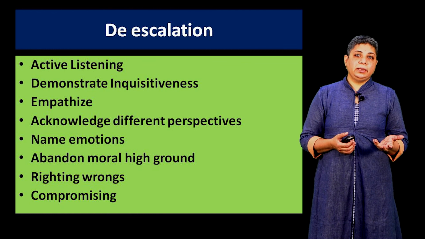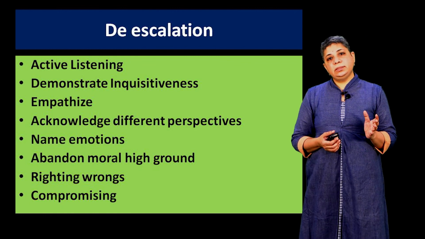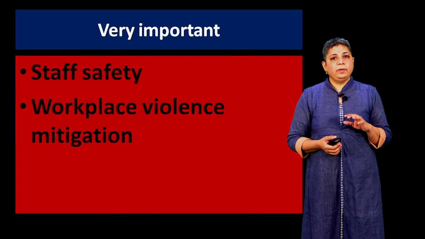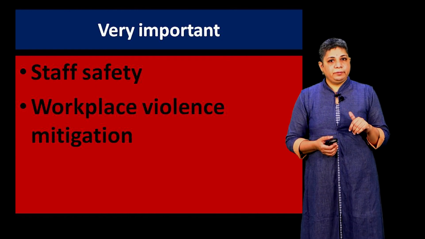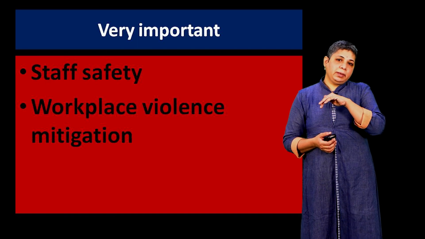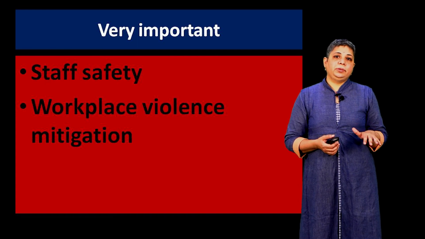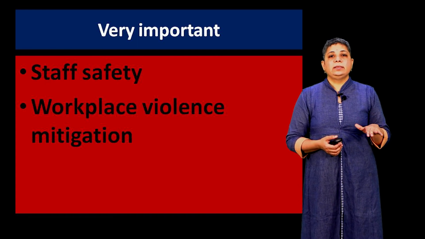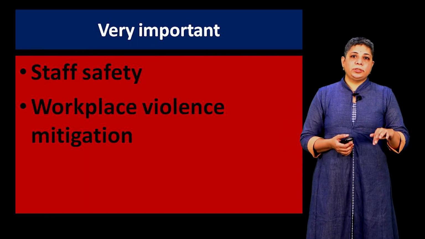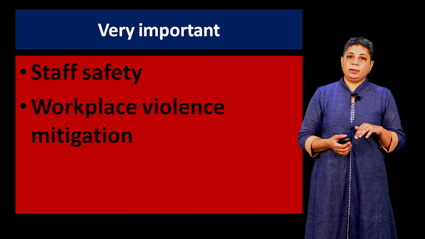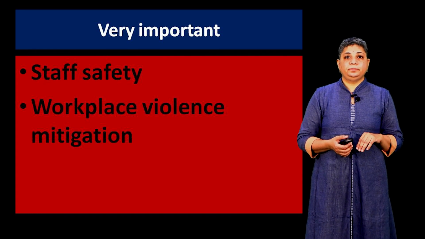Then of course compromising has to happen on both sides, on both parties, right? So this is de-escalation. One very important thing in all this that we should never miss is staff safety. That has to remain top of the priority, and workplace violence mitigation. There should be zero tolerance to workplace violence. Just because we are favoring conflict resolution and conflict management doesn't mean at all that we tolerate violence. No, that's not the idea.